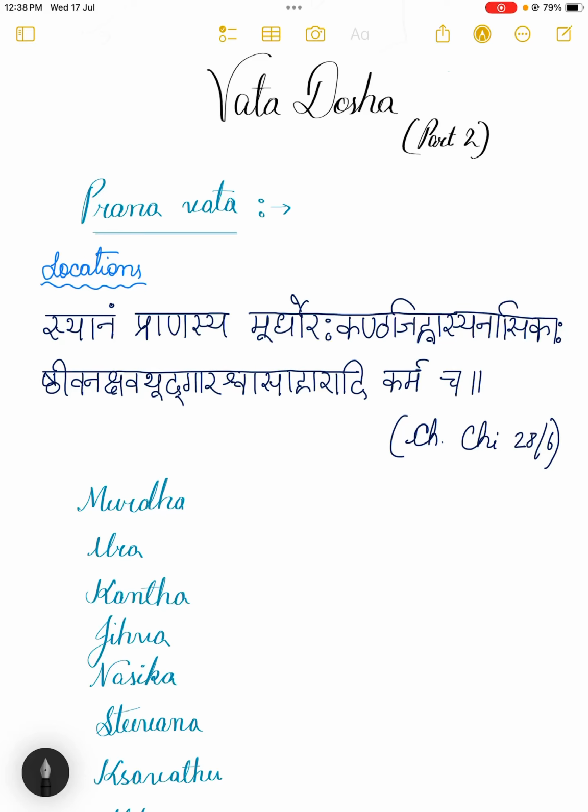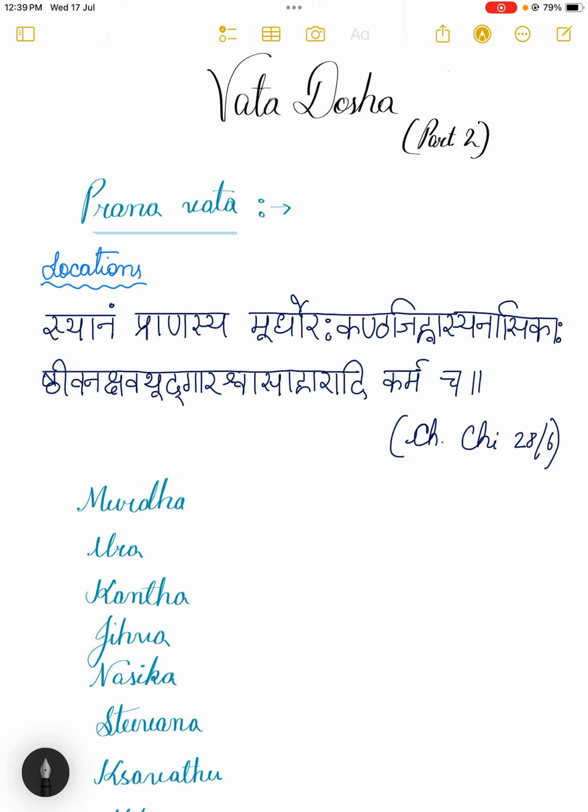So this is the second part of Vata Dosha. In the first part we have studied about the Nirukti, property, function and other location, and in this part we'll be studying about the classification, individual classification, their location and function in detail. So let's get started. Firstly, let's start with the Pran Vata or the Pran Vayu. Let's know about its locations.